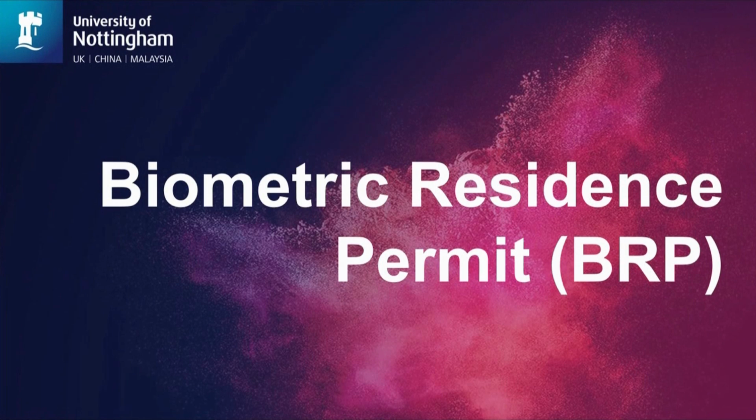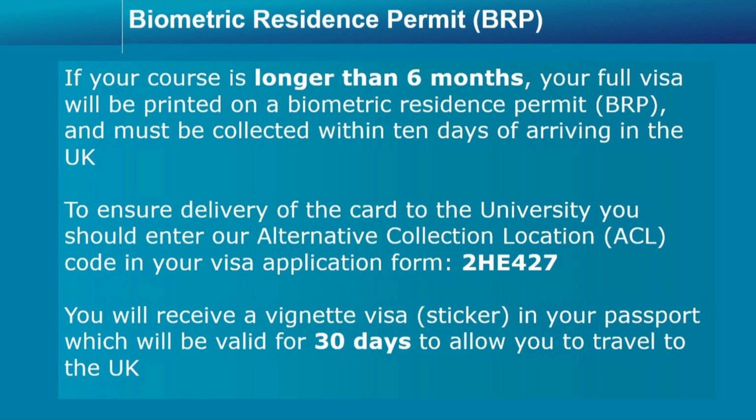The next question that we have been receiving is about BRPs. You might have heard this term. It stands for Biometric Residence Permit. If your course is longer than 6 months, then your full visa will be printed on a biometric residence permit. It's a small identity card with a chip, and you will collect that once you arrive in the UK.